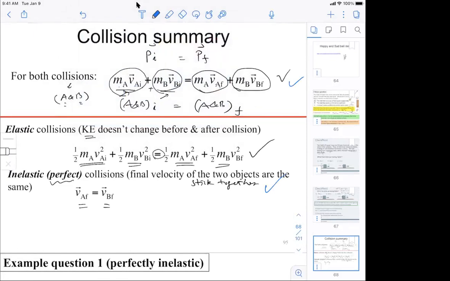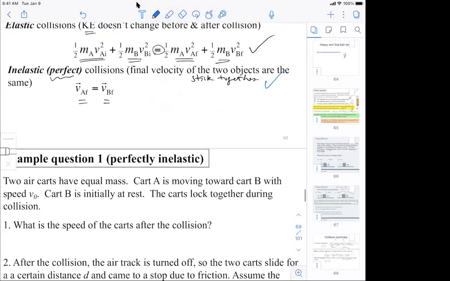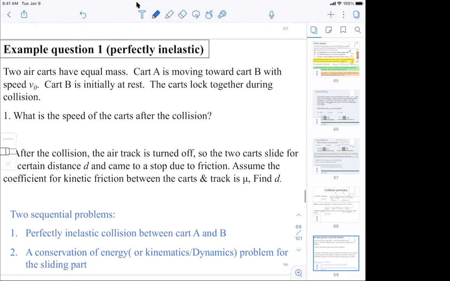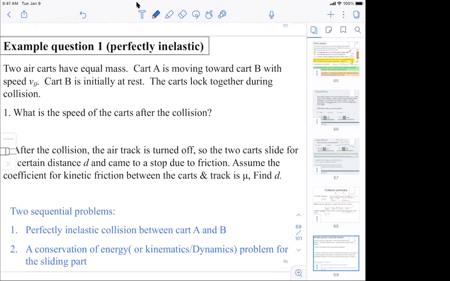For the rest of today, we have one more example to do, and that is a perfectly inelastic collision problem. We have two air carts with equal mass, which makes it easier. You don't have to say m_A or m_B, they're just m for both. A is moving toward B with speed v0, and B is initially at rest. The carts lock together during the collision, and it's asking what is the speed of the carts after the collision?